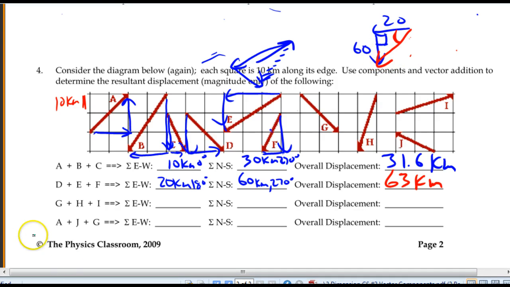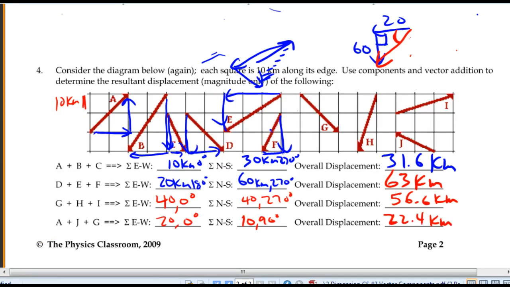Okay, pause the video and try G, H, and I, and A, J, and G, the last two there, and then check your answers against mine. Okay, so overall G, H, and I, we're looking at 40 to the east and 40 to the south. 40 squared plus 40 squared. Take the square root, we're around 57, 56.6. A, J, and G were 20 at 0, 20 kilometers to the east, and 10 kilometers to the north. So 20 squared plus 10 squared, take the square root, and we're looking at about 22.